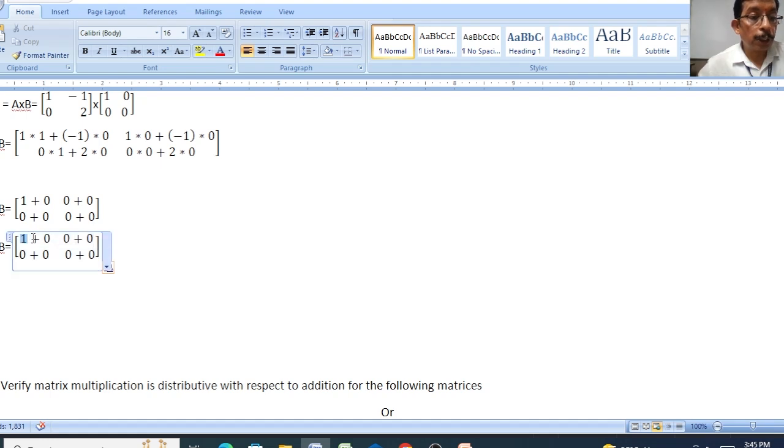1 plus 0, the answer is 1. Note down the same position. 0 into 0 plus 0. Note down 0 in the same position. And 0 plus 0. Note down 0 in the same position. This is the A cross B.